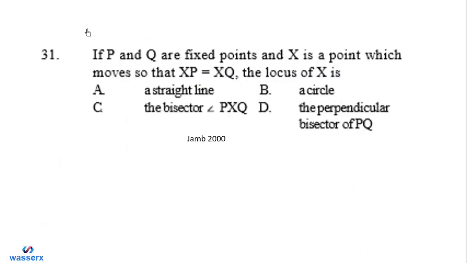Now let's take one last example. If P and Q are fixed points and X is a point which moves so that XP is equal to XQ, the locus of X is, so this is going to be the perpendicular bisector of PQ. So that is from JAM 2000.